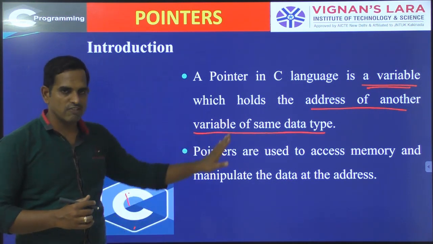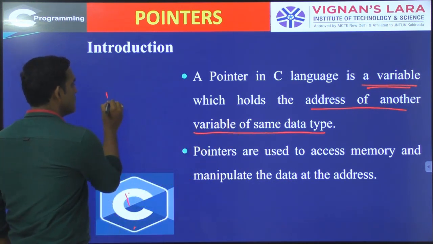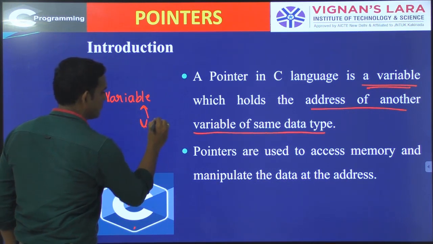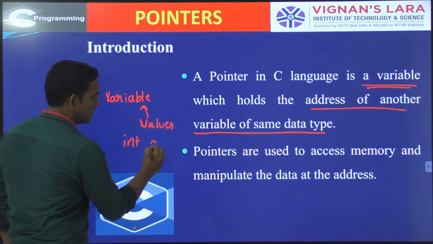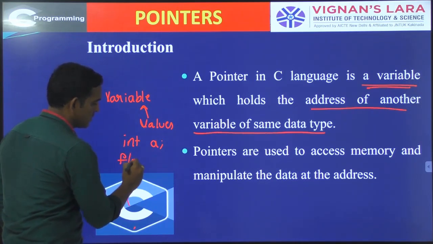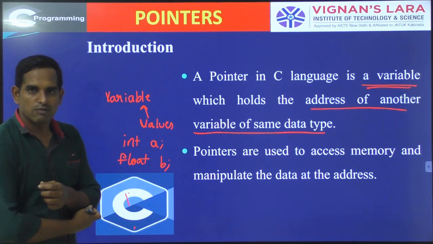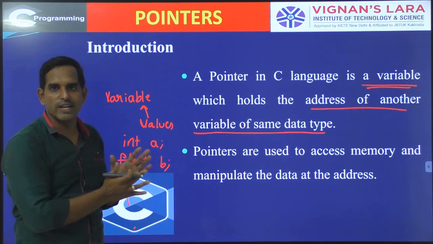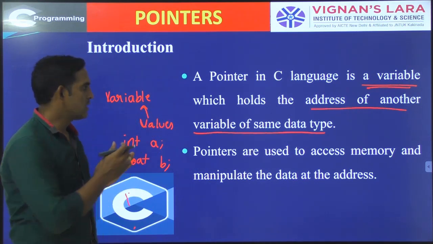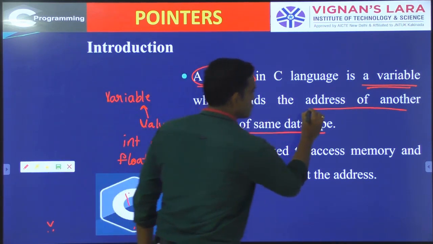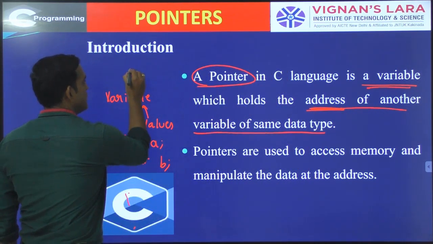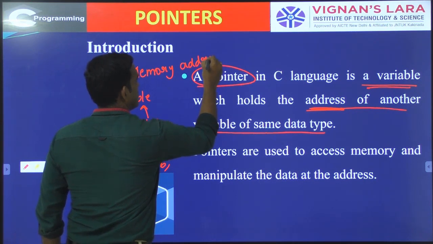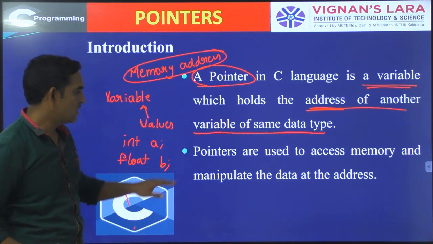We will look at an example, but remember that a general variable will store values. If I have an integer variable, it will store integer values. If I have a floating point variable, it will store floating point values. If I have a character, it will store character data. Based upon your declaration of the variable, it will store that type of data. But a pointer is a special variable which will store memory addresses.